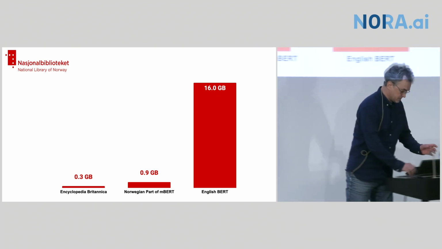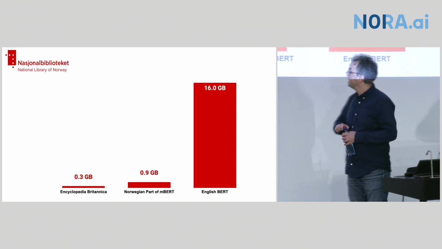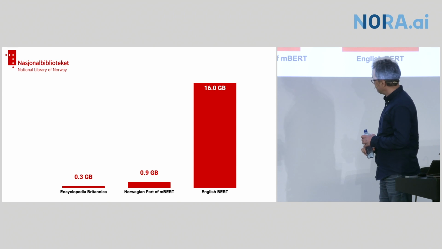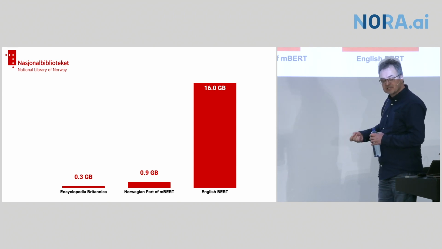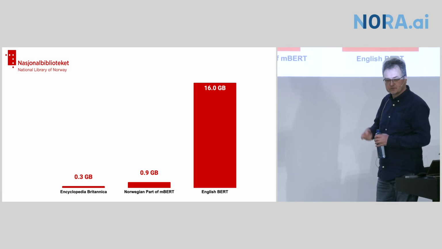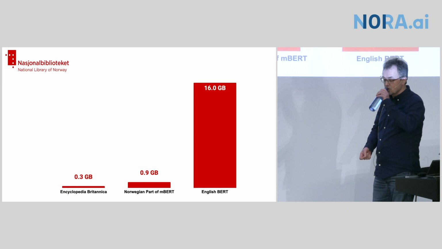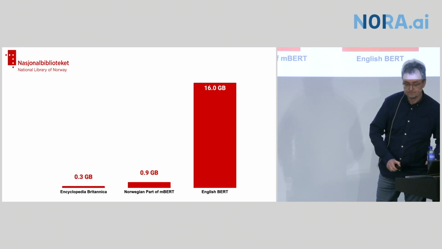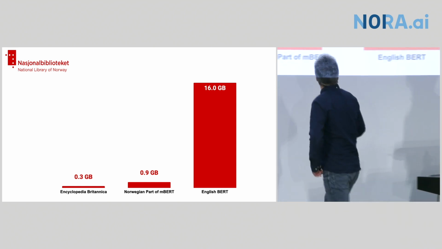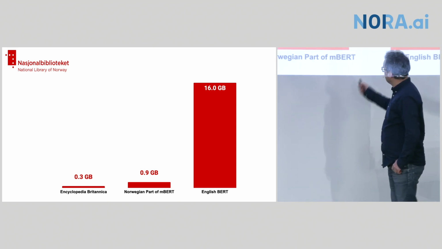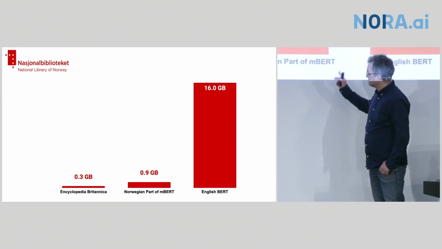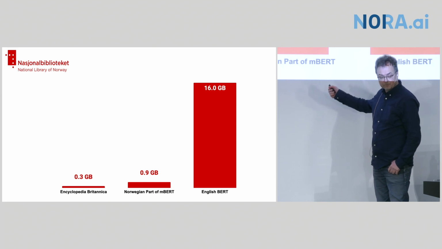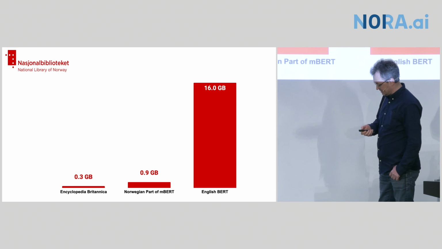And this was the status when we started at the AI lab to try to use this material to collect a corpus that's suitable for training large language models and to train large language models. At that time, Google had released the BERT model with 16 gigabytes of data. The Norwegian part in the largest model at that time was the multilingual BERT model. It has less than 1 gigabyte of data.